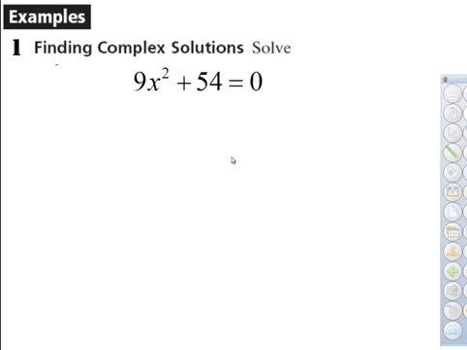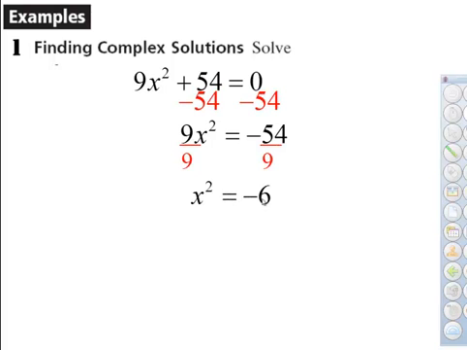So since this is an equation, all we're going to do is just get the variable by itself. So the first step is I need to get rid of this 54. Subtract 54 from both sides. Right? Then I'm looking at this. To get rid of the 9, I divide both sides by 9. And then I have x squared equals negative 6. How do you undo a square? Well, you have to take the square root.